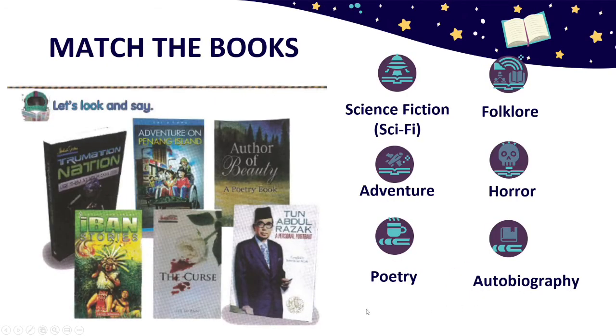Next, let's match the books. So to match the books to the genre to the books, you need to read the title of the books first. Let's look at the first book, Trumation Nation. Use them at your own risk. So what do you think the genre of this book is? Good. It is science fiction, or we also call it sci-fi.